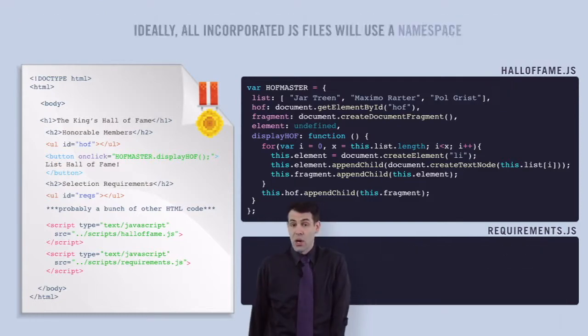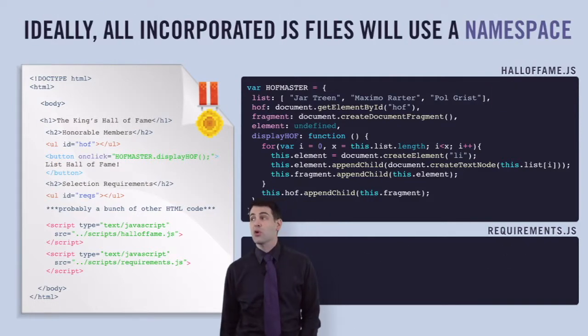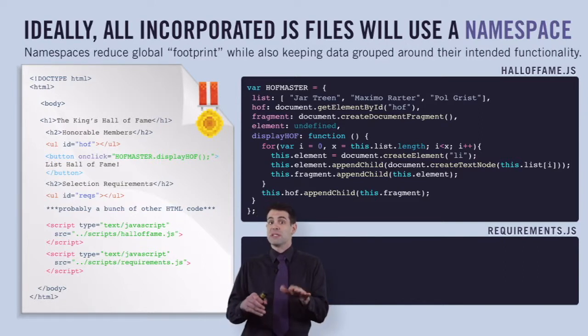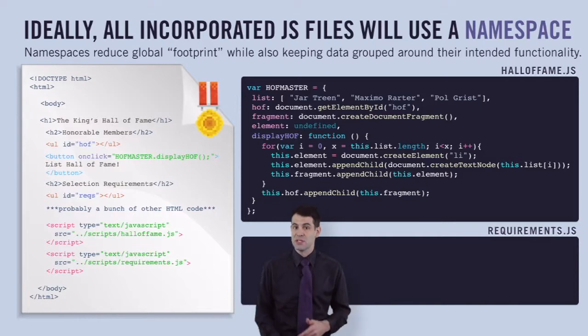Now, ideally, all of your JavaScript files will incorporate a namespace of some sort, because a namespace is really going to reduce your global footprint on the entire application. This is very useful for very large web applications. It's also going to keep your data grouped very carefully around their intended functionality.